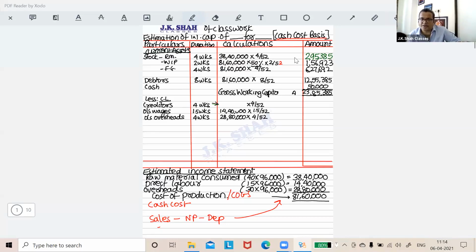working capital. Okay. Creditors will be on the same amount, 38 lakh 40,000. So 38 lakh 40,000 into 4 divided by 52 gives you 295,385. And that you already calculated earlier also. Okay. 1440 into 1.5 divided by 52, 41,538.